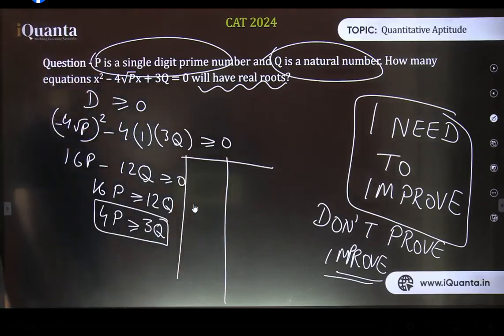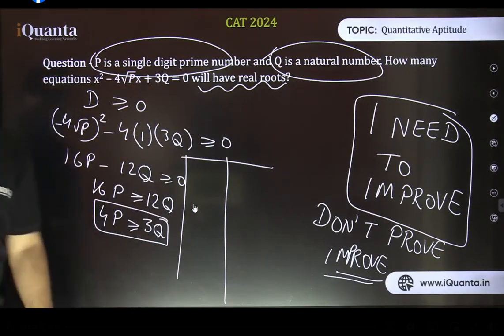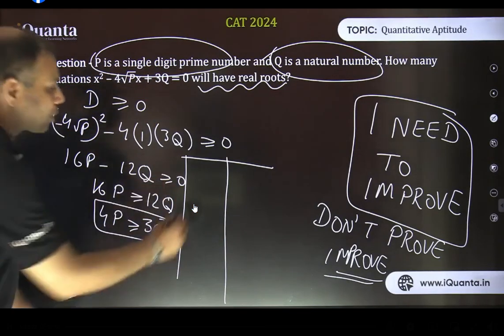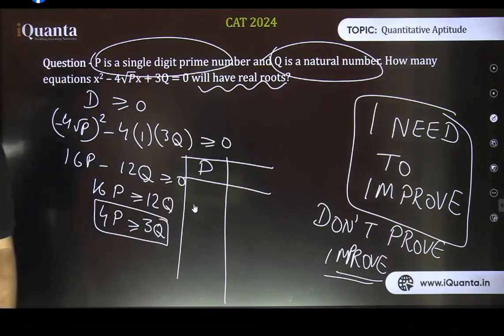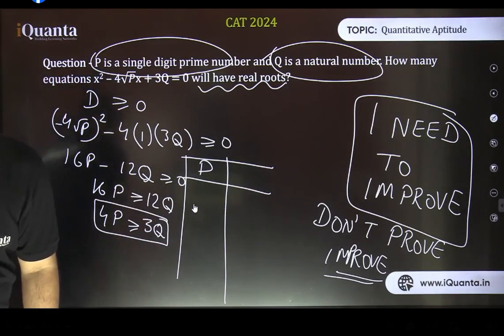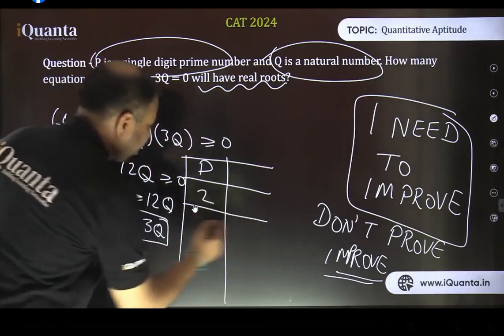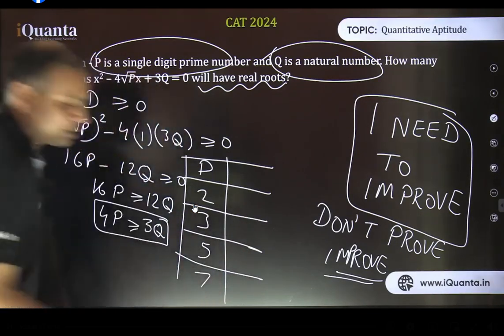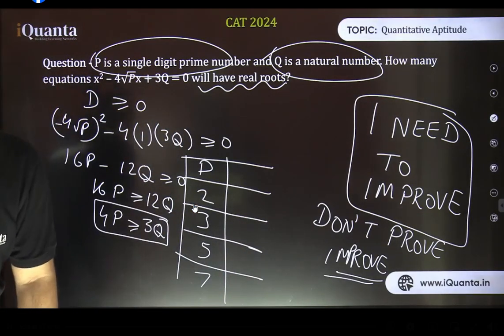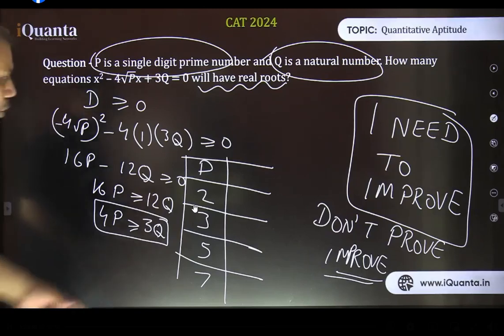Let's make a table. And we know that p is a single digit prime number. Do you know what are single digit prime numbers? Can you tell me what are the possible values of p? What are single digit prime numbers? Please write quickly. 4 is not prime. 2, 3, 5, 7. 9 is not. So p can be 2 or 3 or 5 or 7. That's it. 1 is not prime. It's 2, 3, 5, 7. Okay, let's proceed further. So we have got the value of p.